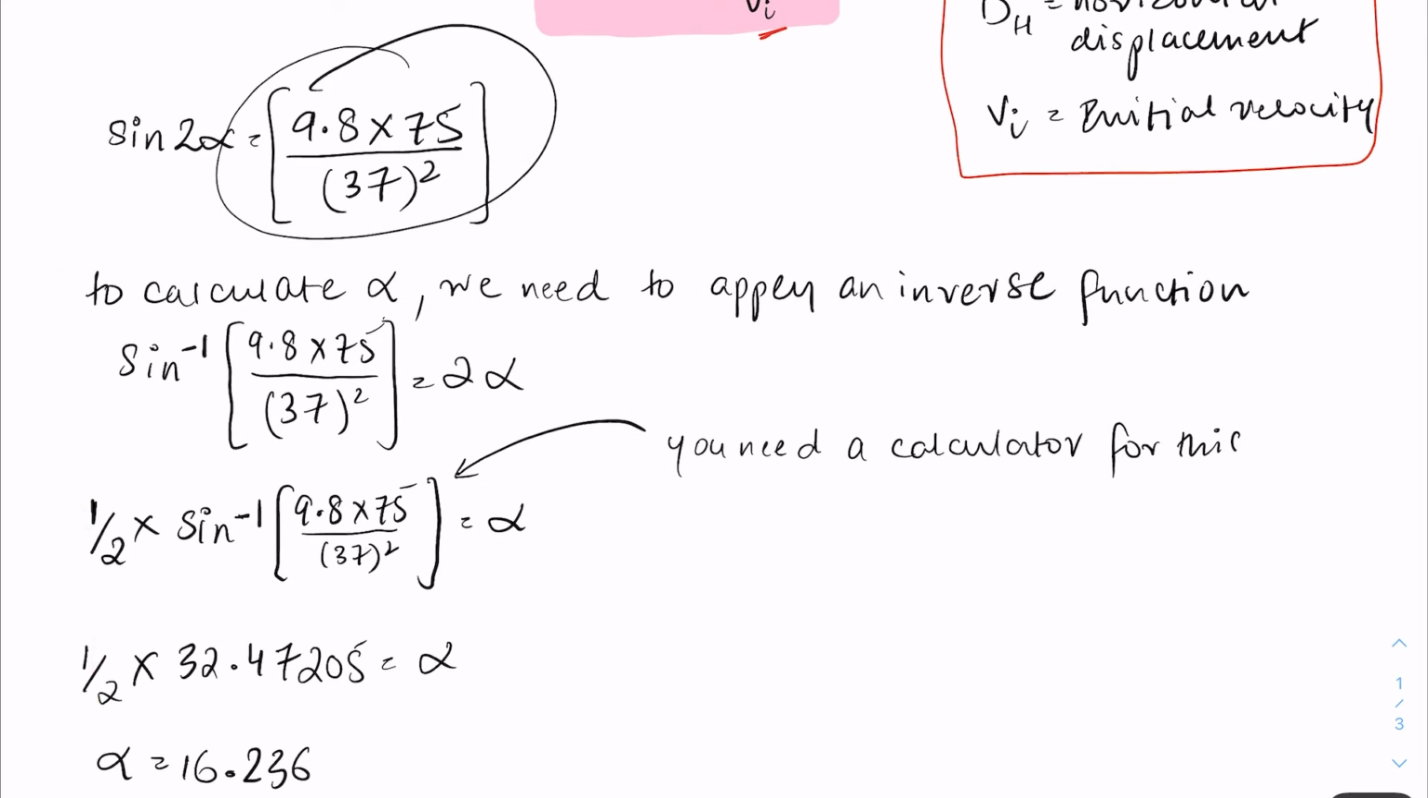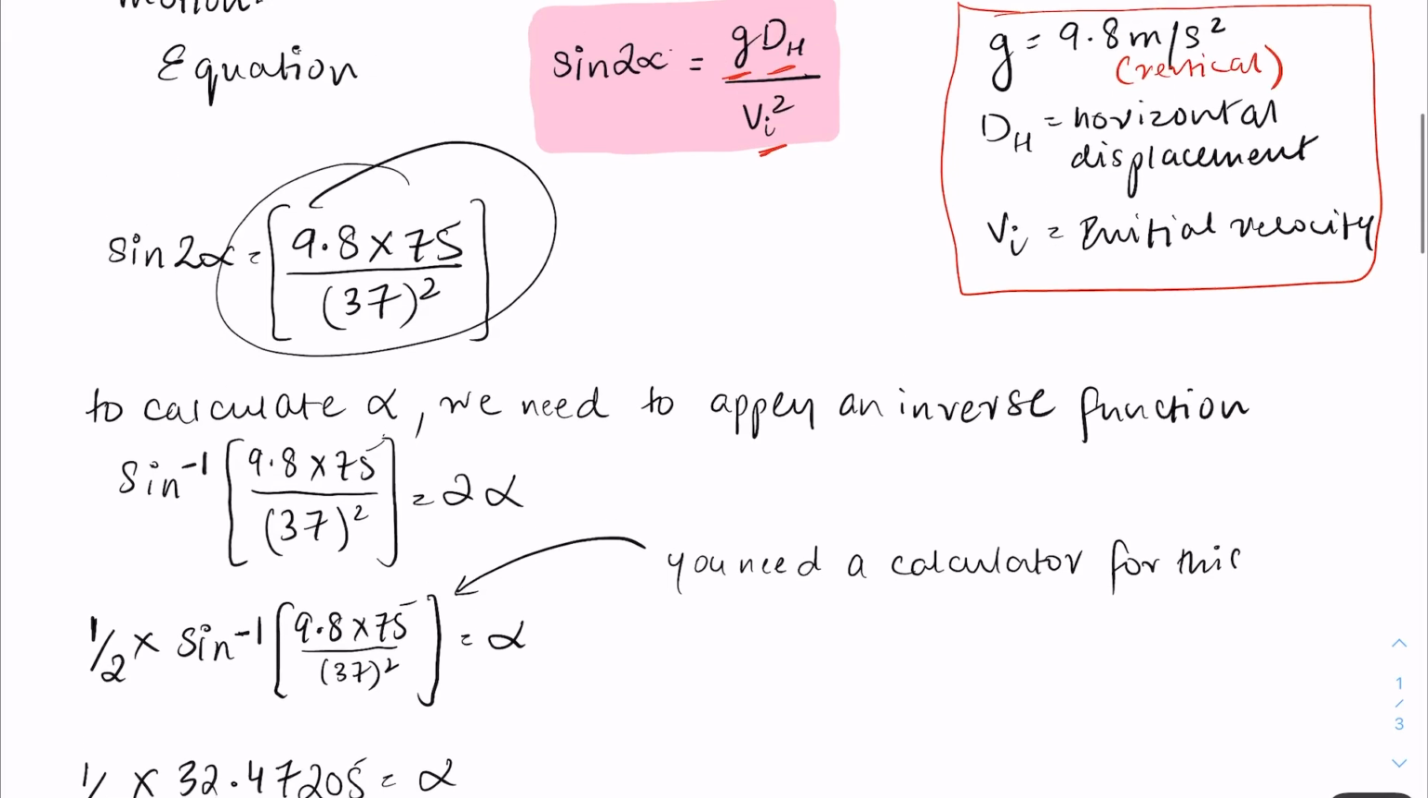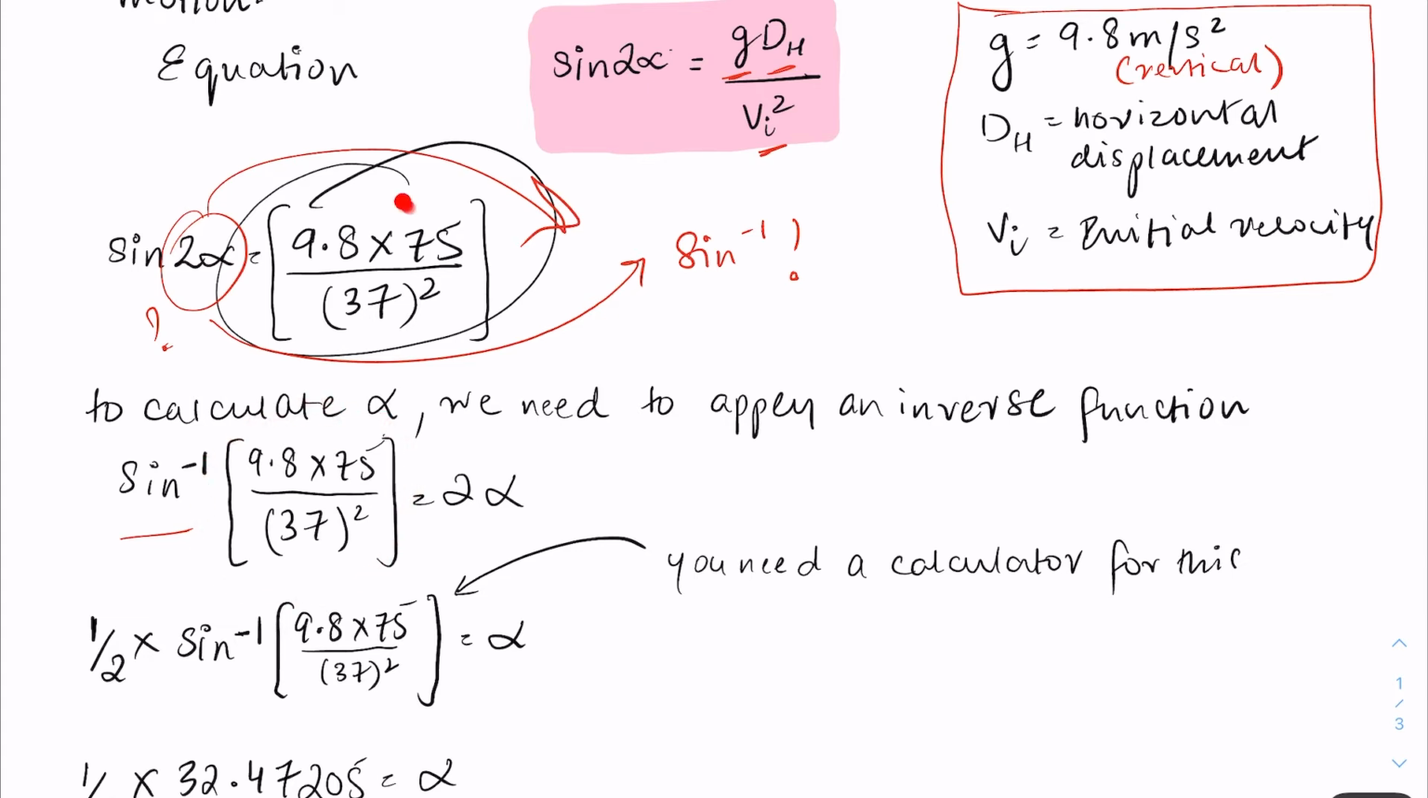But before we do that, we know that if we want to obtain this value, if we want to know what 2 alpha is, we take an inverse function of sine, and in that inverse function, this part goes in the inverse. So sine inverse, basically, this part, we lifted this part and put it right here. Sine inverse of 9.8 into 75 over 37 squared equals 2 alpha.